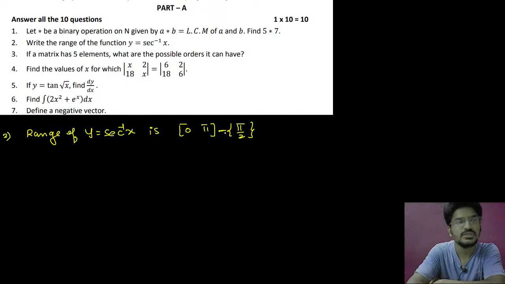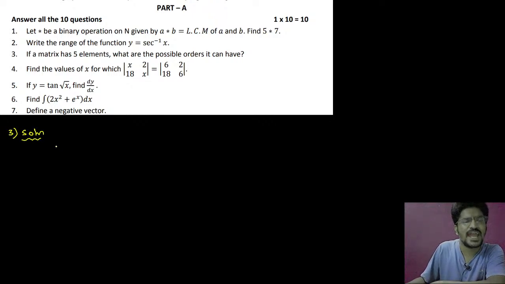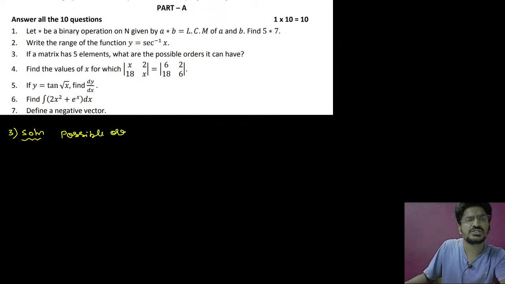Okay, now we can go for the third problem. You just see the third problem: if a matrix has 5 elements, what are the possible orders it can have? All of you know that the possible orders have to be written in the form of 5 cross 1 and 1 cross 5.